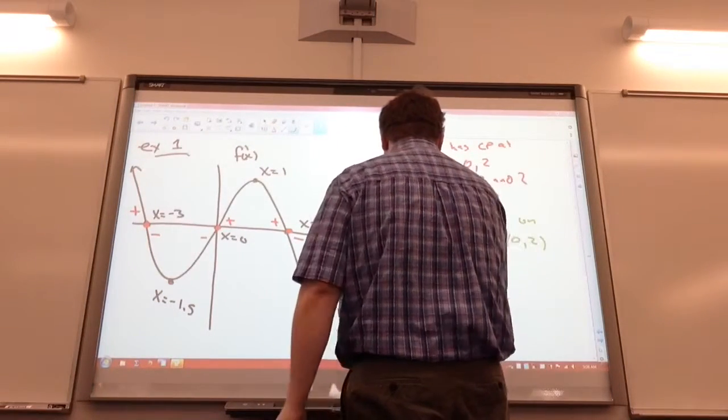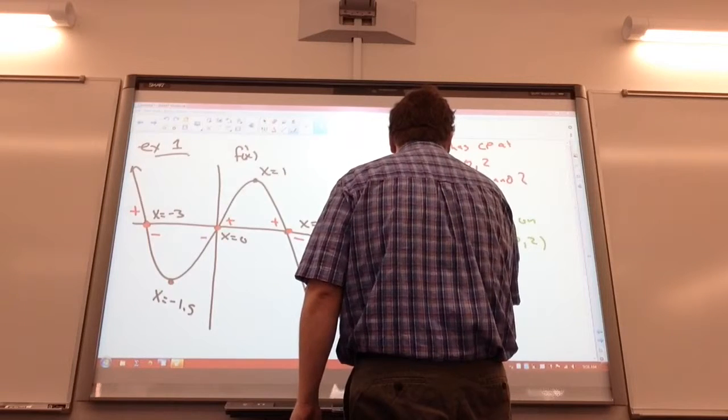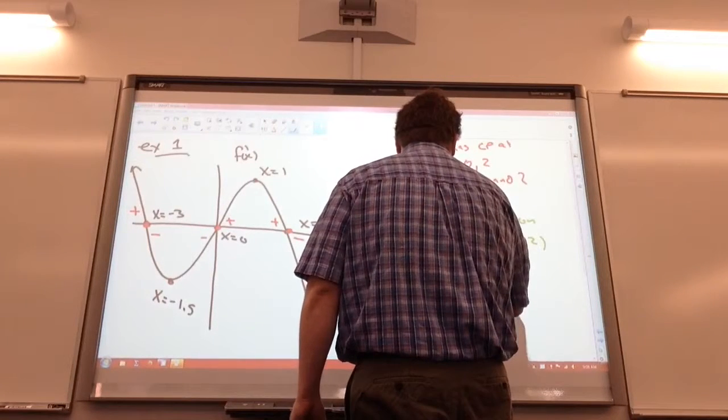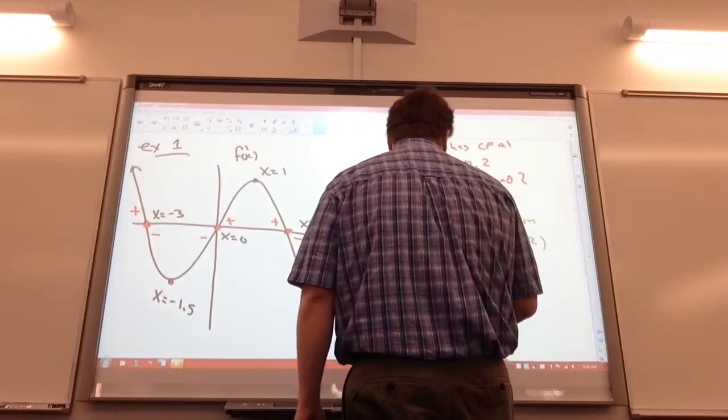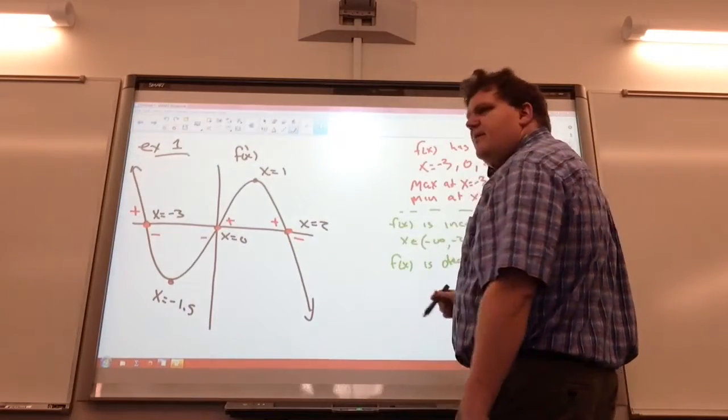Do you always put an open interval? Yes, use open intervals when you're talking about decreasing, increasing, concave up, concave down, that sort of thing.